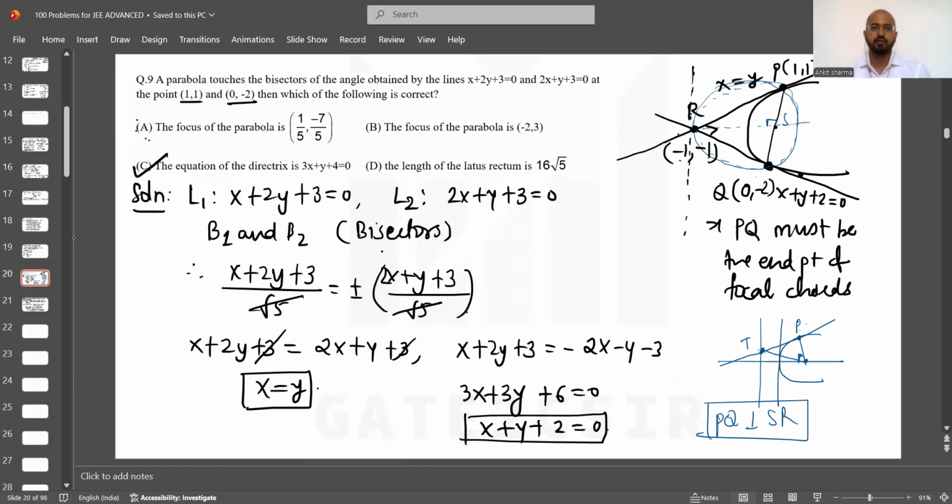Now I need to find out the focus of the parabola and the length of the latus rectum. So if we want to find the focus, we'll use this concept. We have the equation of this directrix, and here I have this R and this S. So RS is perpendicular to PQ. So let's find the equation of PQ.